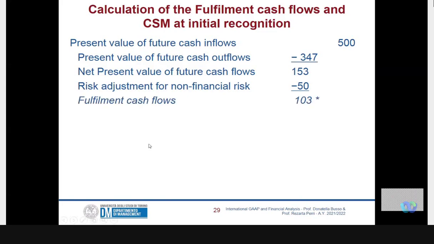The fulfillment cash flows, the first component that is required by IFRS 17, is over there: 103 euros. Again, how much money I will receive, how much money I will pay, discounted, and considering also an uncertainty factor, non-financial risk, 50 euro. 103 is the fulfillment cash flows.